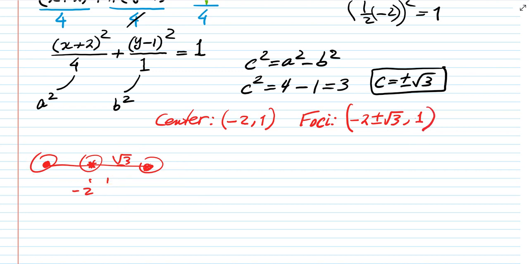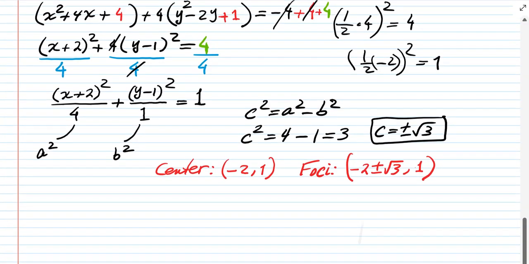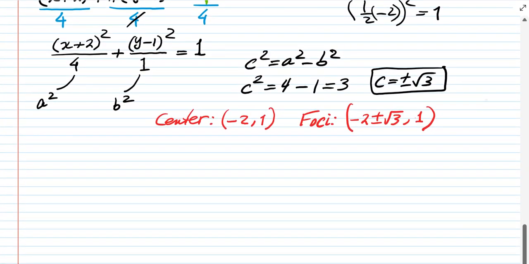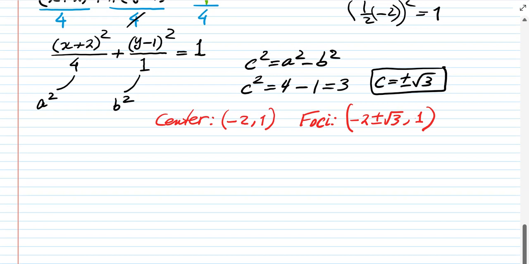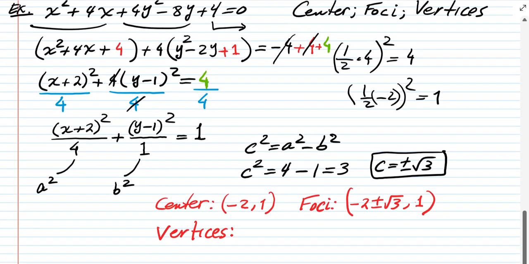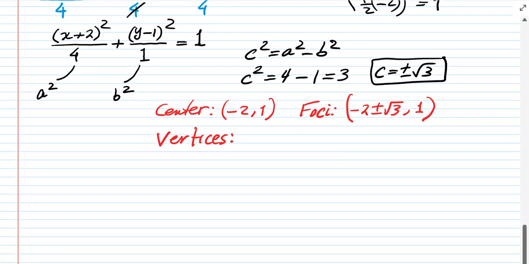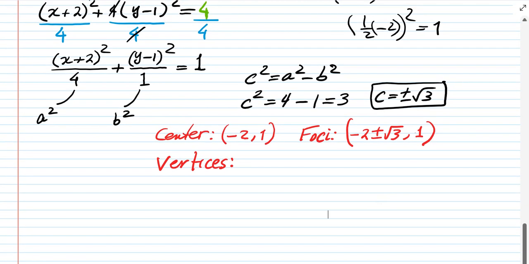That'll give me the foci. Again, I'll do a good graph of this for you in just a moment. The vertices, well, the distance from the vertices, that's going to be from the center, right? From the center, which is at negative 2, 1. And a is 4. So it's going to be negative 2 plus or minus, oh, a squared is 4, a is 2, plus or minus 2.